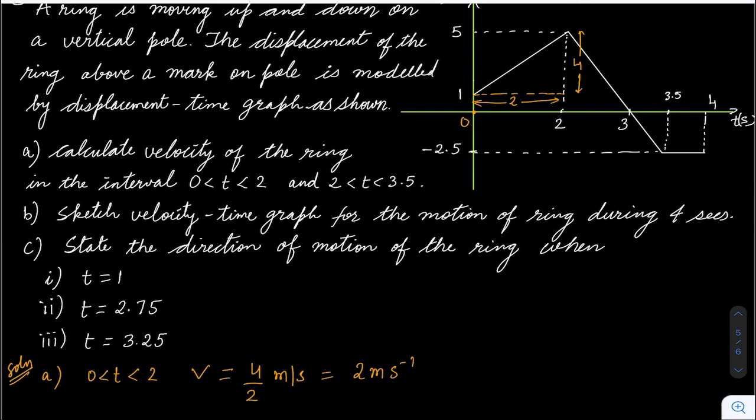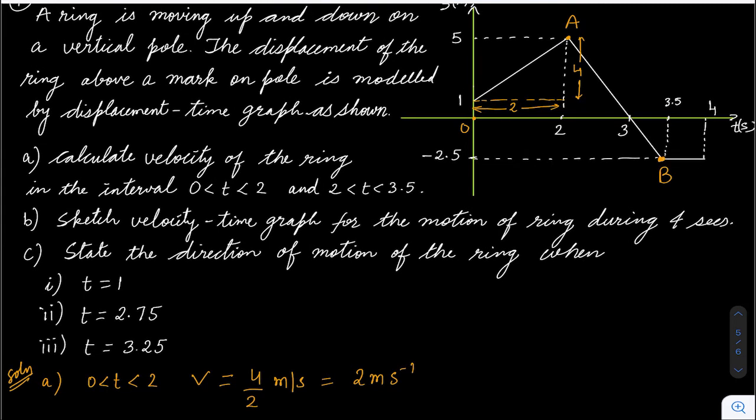Now for time equal to 2 to 3.5. Let's name this as point A. Let's take this point as point B. Can I find the coordinates of A and B? Yes, of course. This is 2, this is 5. So this is (2, 5). What is B? The x coordinate is 3.5. What is my y coordinate? That is given as minus 2.5. As we know two points on a straight line, obviously we can find the gradient also.